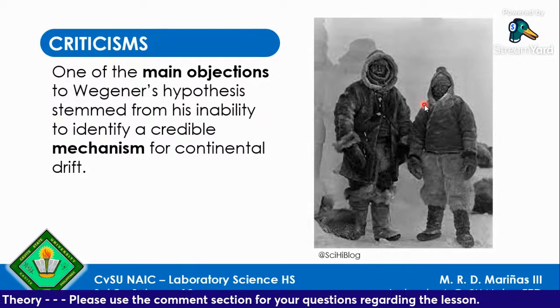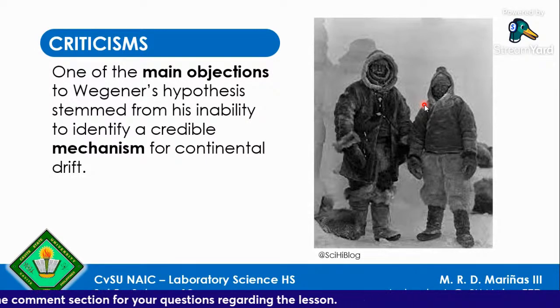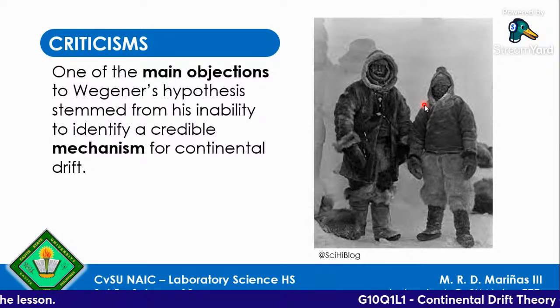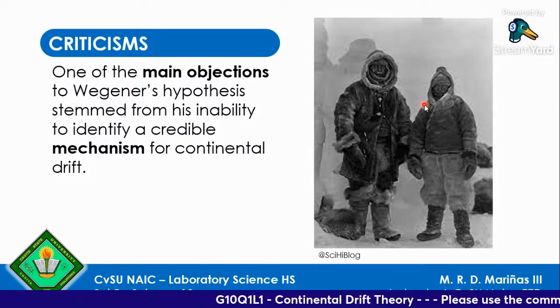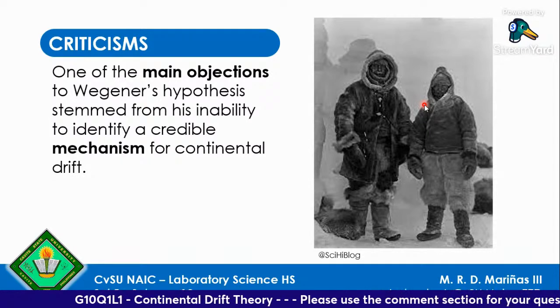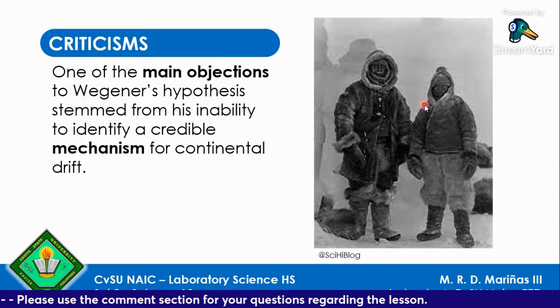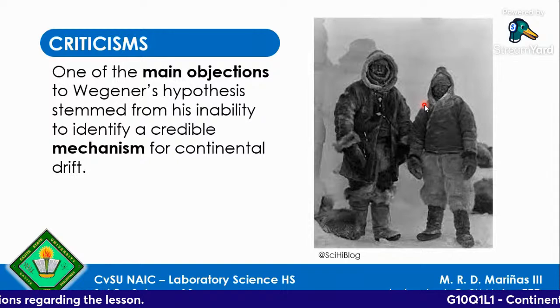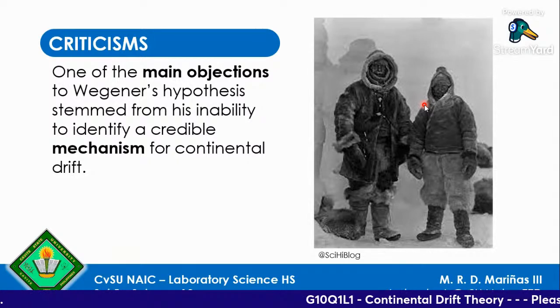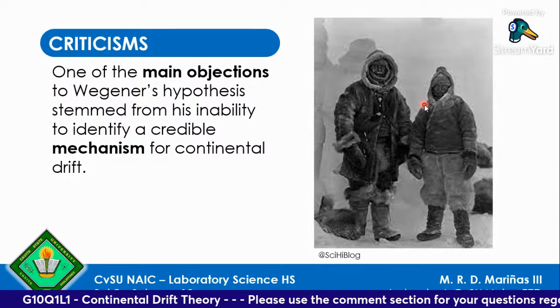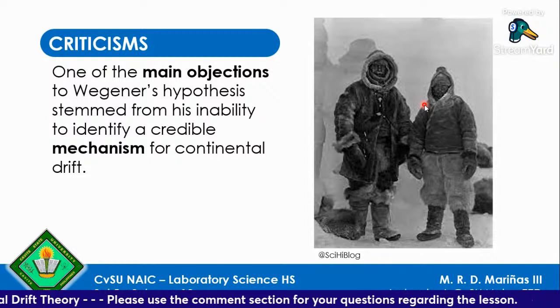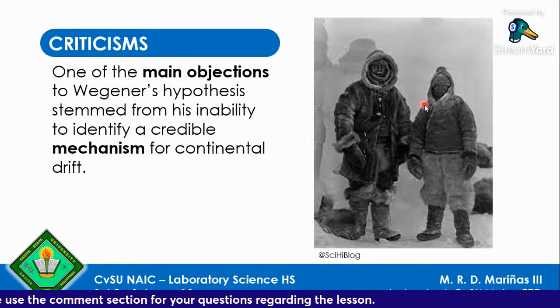One of the main objections to Wegener's hypothesis stems from his inability to identify a credible mechanism for continental drift. The scientists said, Wegener, no matter how much evidence you give for your continental drift theory, we still can't accept it because you can't give a mechanism for why it happened. Yes, you have evidence for your theory, but you can't give us a mechanism that explains how those continents moved. Yes, there are fossils, rock types, paleoclimate data, the coastlines are there, they're very visible, they can be joined together, but you're not giving us a mechanism. Why does that work? Or why did that happen?